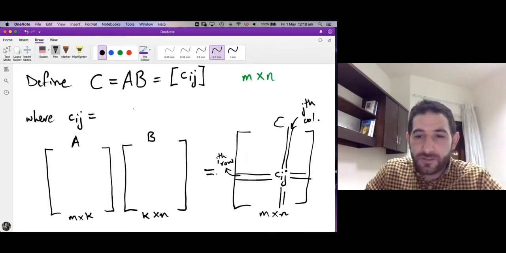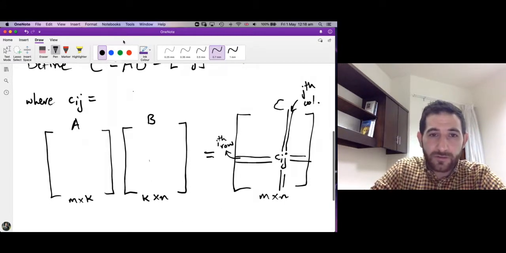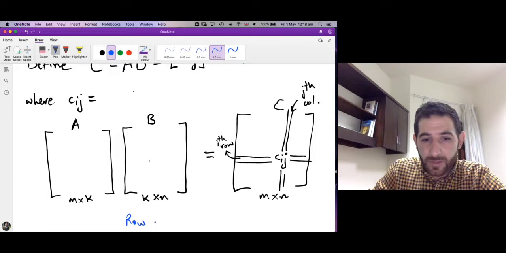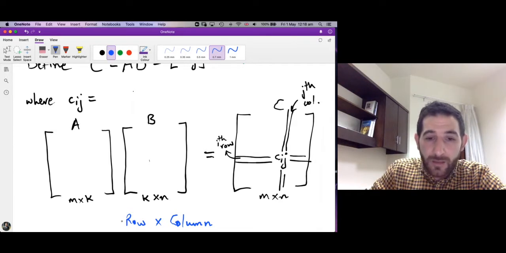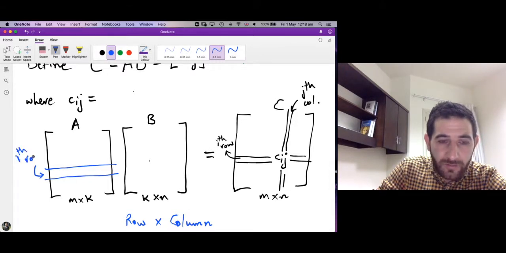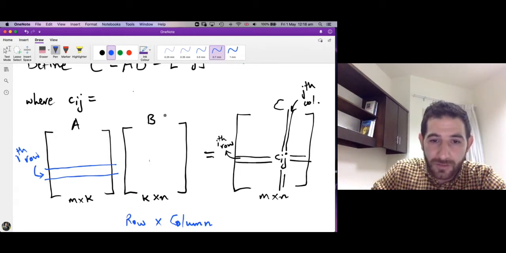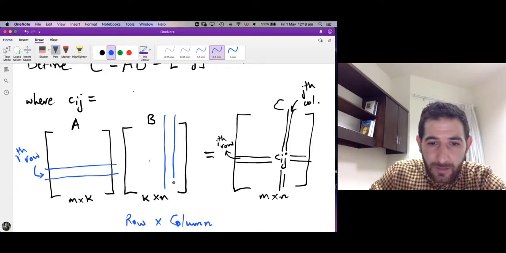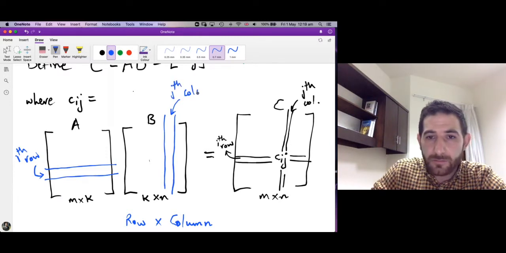You need two ingredients to compute Cij. The slogan for multiplication is row by column, by which I mean to find Cij, you look at the ith row of A. So here you go to the ith row of A, and by column I mean the jth column of B. So here you go to B and you look at the jth column.